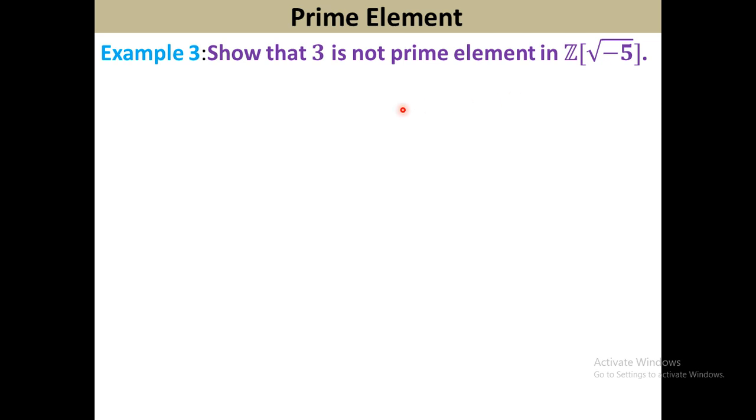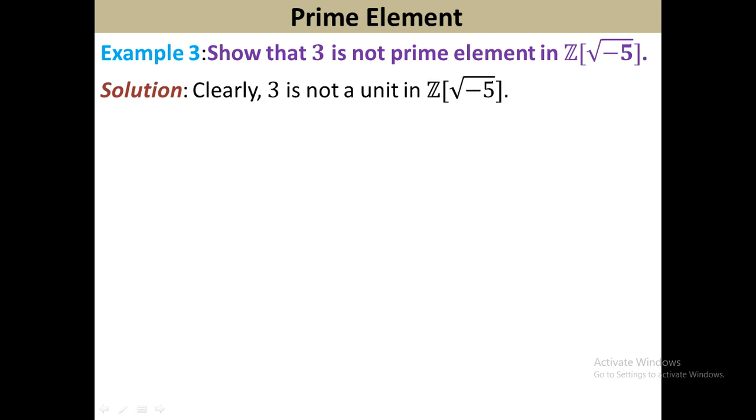Now I prove it. The solution is that clearly Z of square root of minus 5 is a commutative ring with unity, and 3 is a non-unit in Z of square root of minus 5, because to get 1 you have to multiply 1/3 with 3, but 1/3 is not an element in Z of square root of minus 5, because elements of Z of square root of minus 5 are in the form a plus square root of minus 5 times b, where a, b are integers. So 3 is not a unit in Z of square root of minus 5.